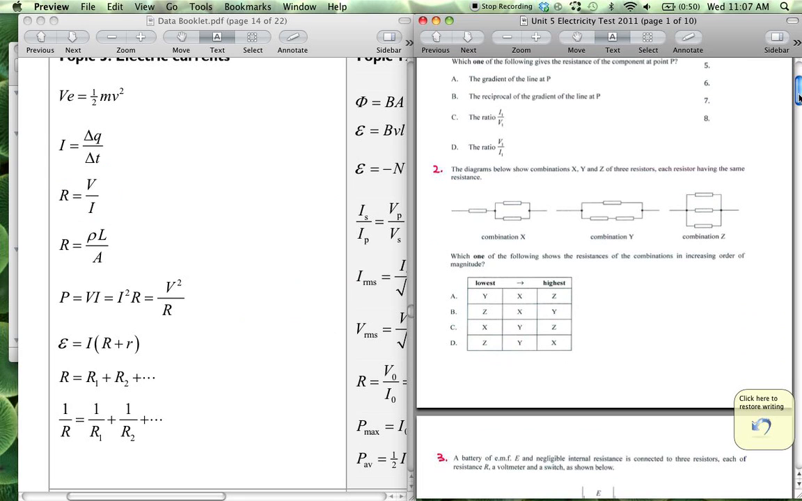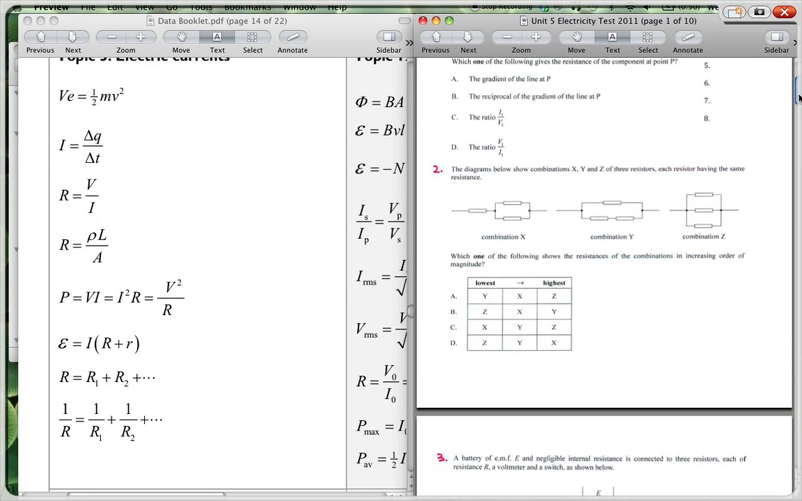Question 2. Now, when doing these, I always like to put in a number. It just helps me think of things. So we have the diagram below showing the combination X, Y, and Z of 3 resistors, each resistor having the same resistance. So I'm going to say each of these is 2 ohms. You can just pick a number. 2 always works well for me. Then just work out the resistance for each.